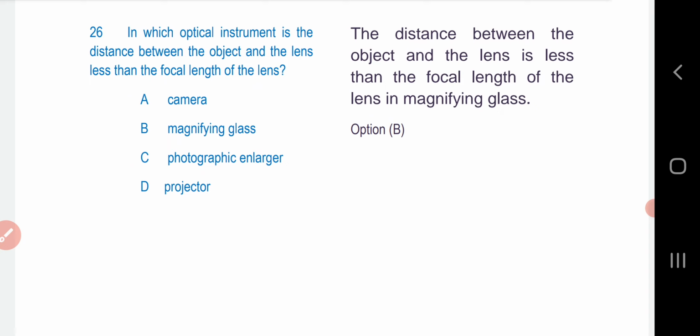Question number 26. In which optical instrument is the distance between the object and the lens less than the focal length of the lens? The answer is, the distance between the object and the lens is less than the focal length of the lens in a magnifying glass. The correct answer is option B.